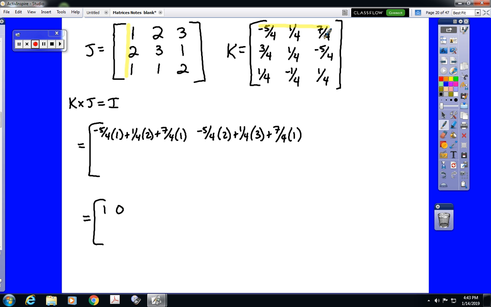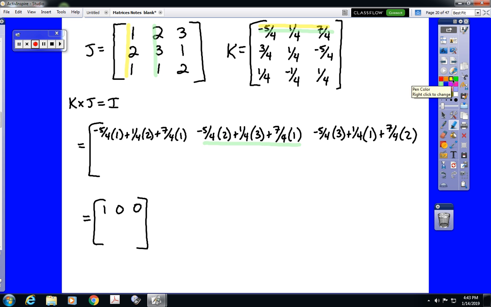Then we do row 1 times column 3, which would be -5/4 times 3 plus 1/4 times 1 plus 7/4 times 2. And this also has to equal 0. So we have -15/4 plus 1/4 would be -14/4 plus 14/4 would be a 0. All of this work is expected. If you want the bonus points, you're going to have to show the work. So then we're going to move on to row 2. And I will go ahead and color code that entire first row for those of you that are having trouble following along.